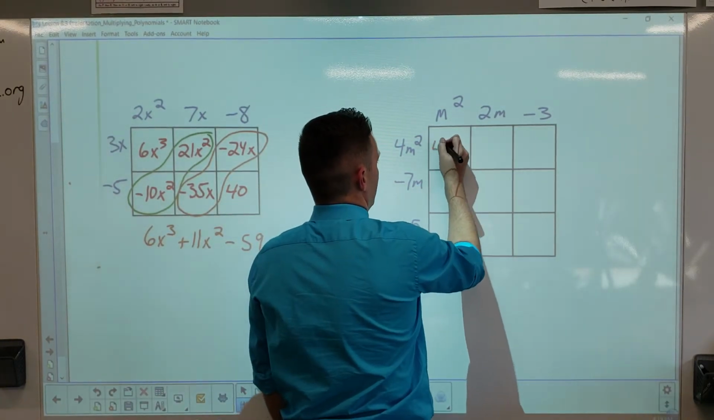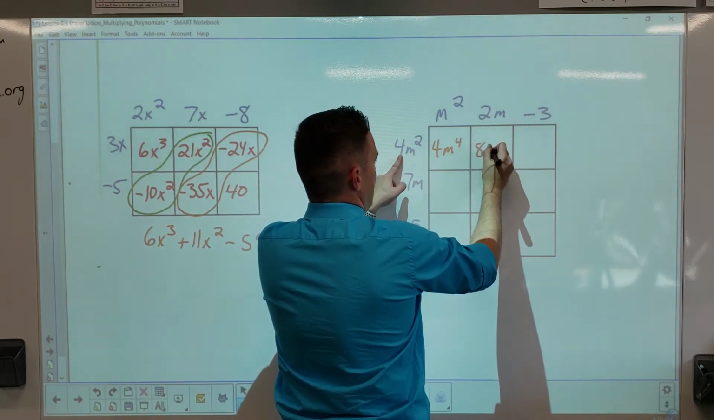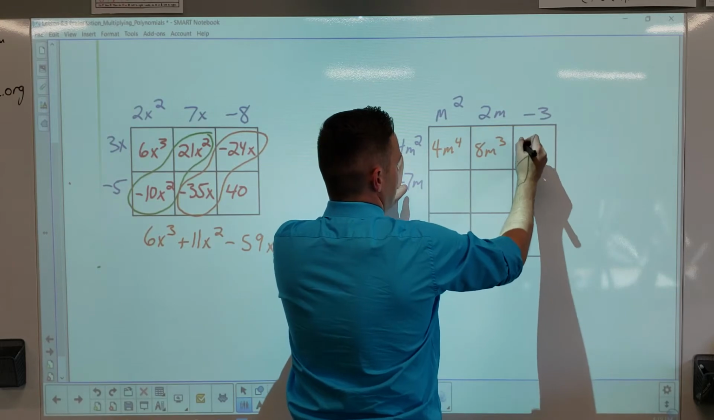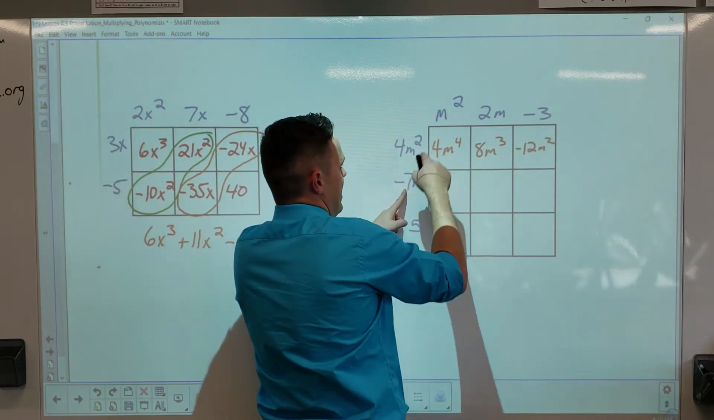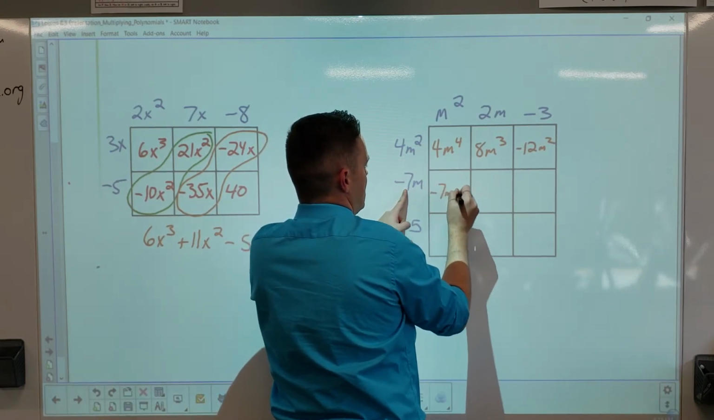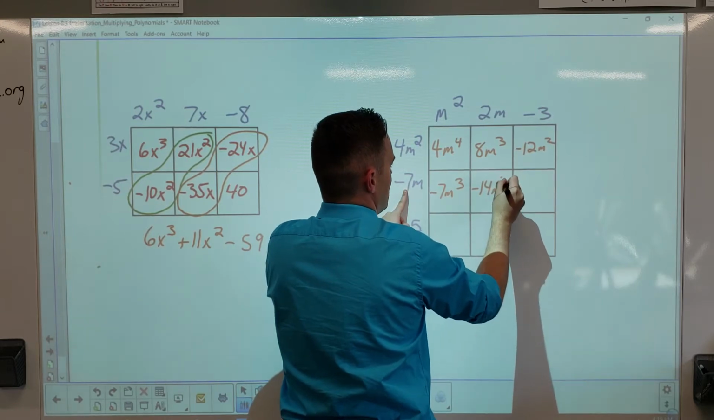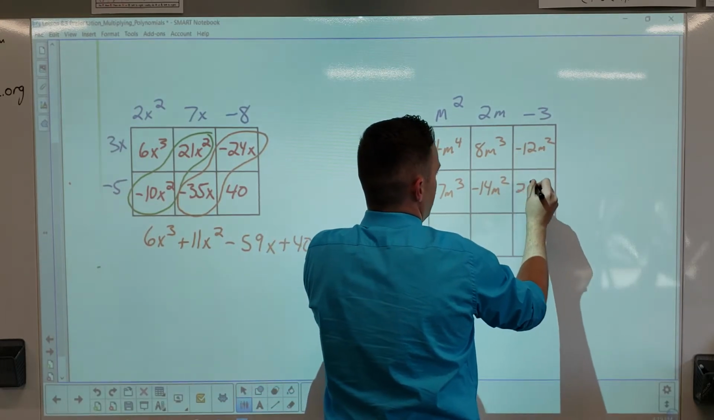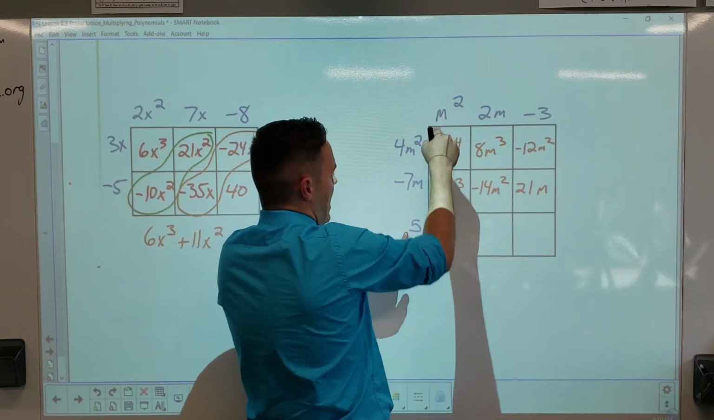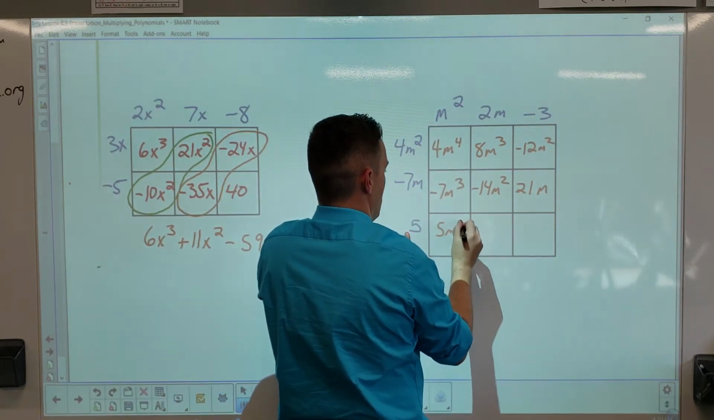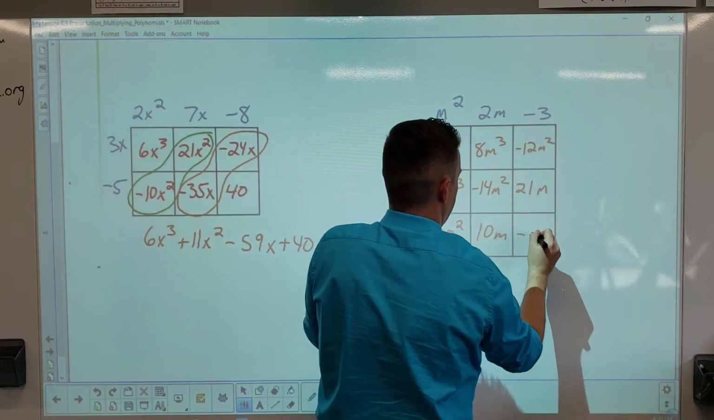All right, we'll do this big boy here. 4m to the fourth. All right, 4 times 2 is 8, and I have 3 m's. This would be negative 12m squared. 7, negative 7m to the third. 7 times this would be negative 14m squared. And this would be 21m. Negative and negative is a positive. So now we have 5m squared. 10m. 5 times this would be negative 15.